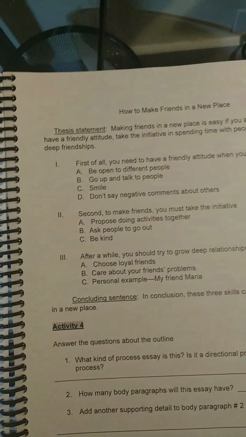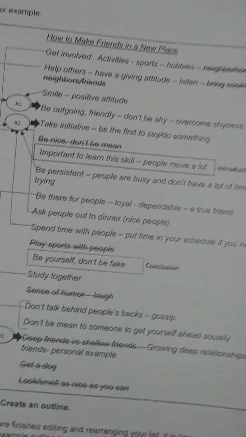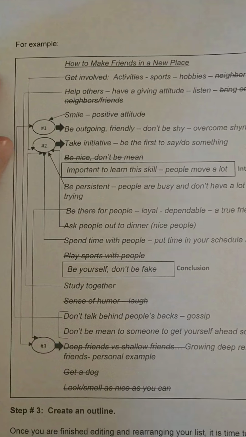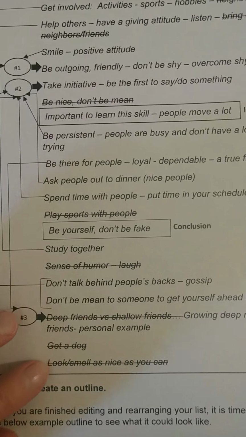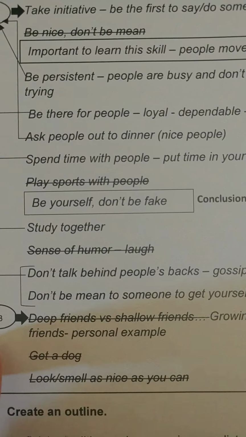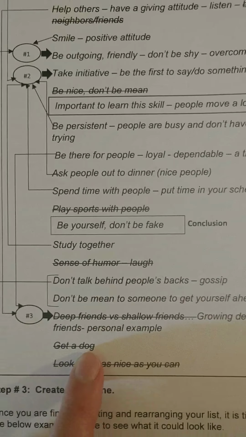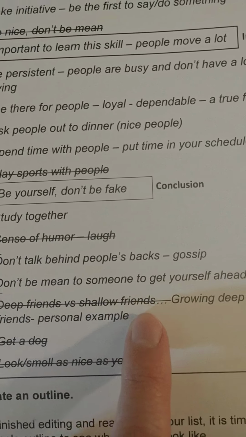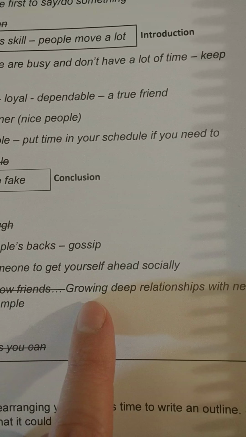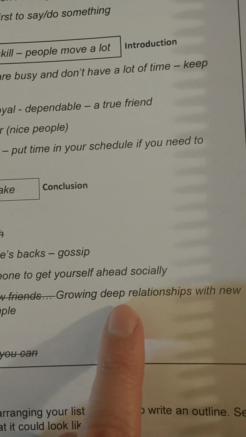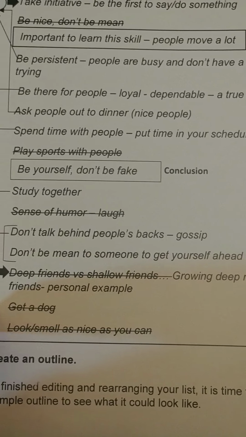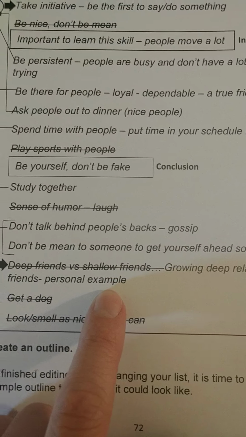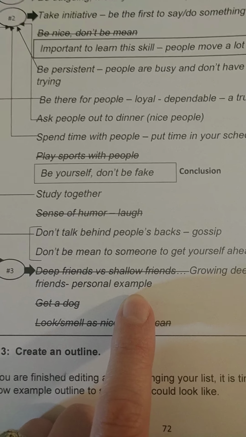This is an example. Again, this is the same brainstorm, but as you can see, I crossed out quite a few things, like look and smell as nice as you can, or get a dog. And this one here, for example, used to say deep friends versus shallow friends, but I crossed it out and wrote something better, something different: growing deep relationships with new friends, personal example. This personal example tells me how I'm going to support my idea.